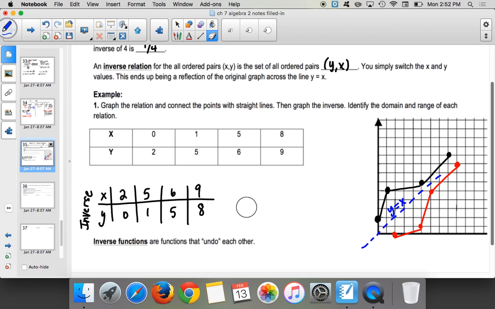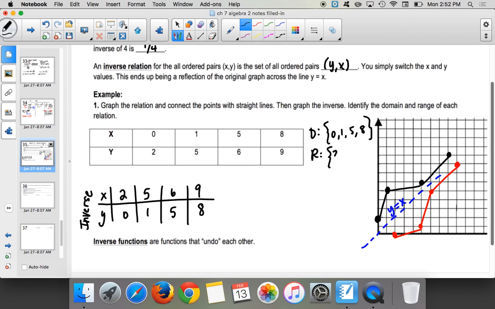If I was going to talk about the domain of the original, our domain would be all the x values. Since I said I don't typically connect those with straight lines, it would just be only 0, 1, 5, and 8. That would be our domain. And our range for the original would be 2, 5, 6, and 9. So what do you notice about the domain and range for this one? They're switched, right? Because we switched all the x's and y's, and domain was all the x's and range was all the y's. Now our domain is going to be the old range, so 2, 5, 6, and 9. And then our range is going to be 0, 1, 5, and 8. Okay, so domain and range switch.